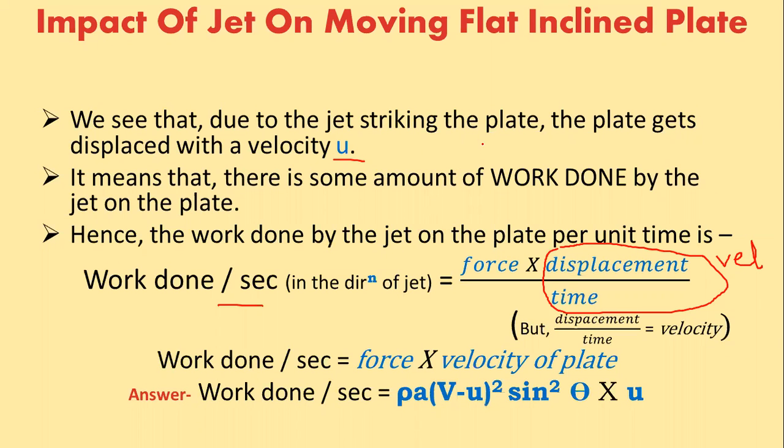Now here the work done is by the jet on the plate. So here we are going to consider the force in the direction of the jet. We are not going to consider the normal force. We are going to consider the force in the direction of the jet. So here we have Fx, that is rho a v minus u whole bracket square sin square theta into the velocity of the plate, which is u.